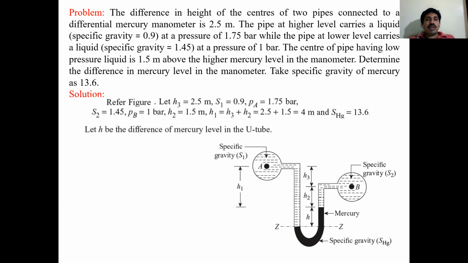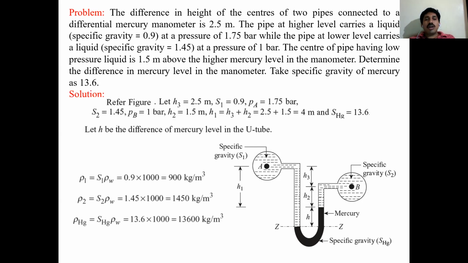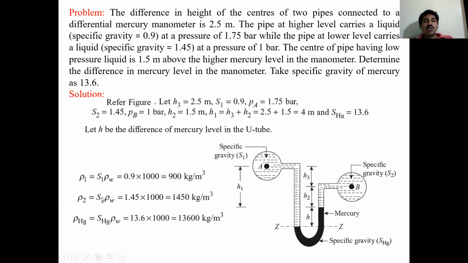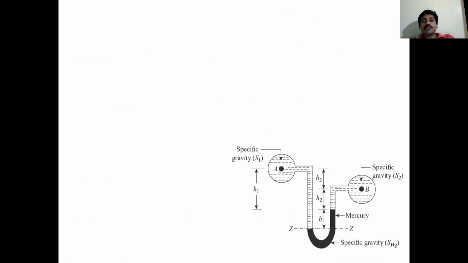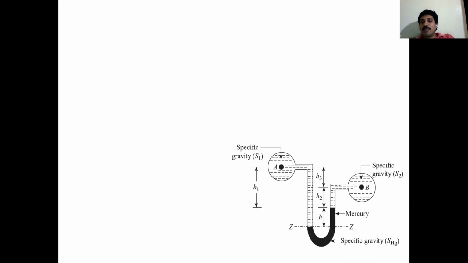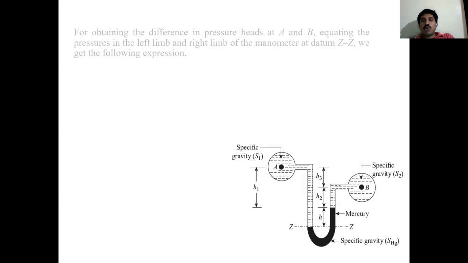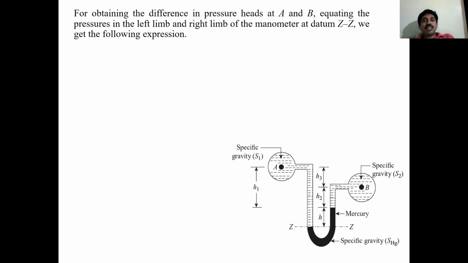So let H be the difference between the mercury levels of the U-tube manometer. Rho 1, the density of liquid in pipeline A, is 0.9 into 1000, 900 kg per meter cube. Rho 2 is 1.45 into 1000, 1450 kg per meter cube. The density of mercury is 13.6 into 1000, 13,600 kg per meter cube. I prepared the same diagram for the pressure difference between the two points. Let us assume datum level ZZ, with A and B as pressure points in the two pipelines.